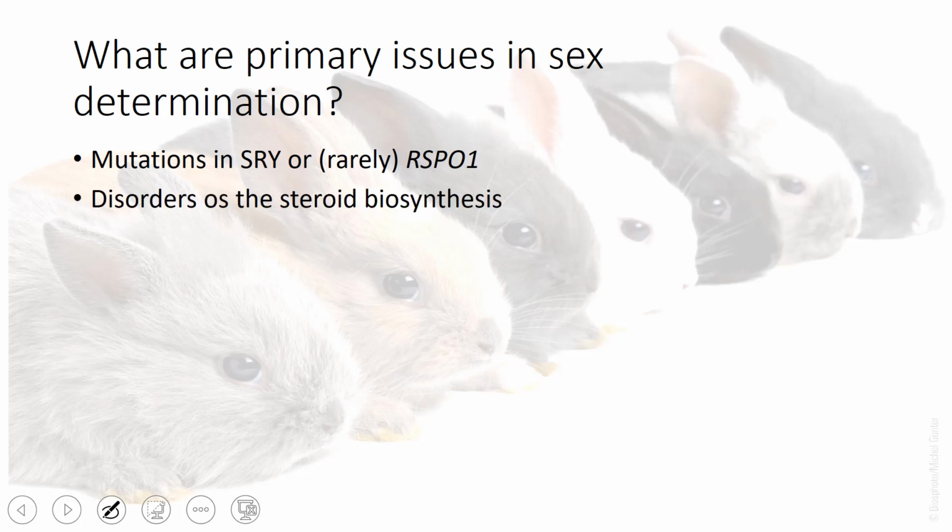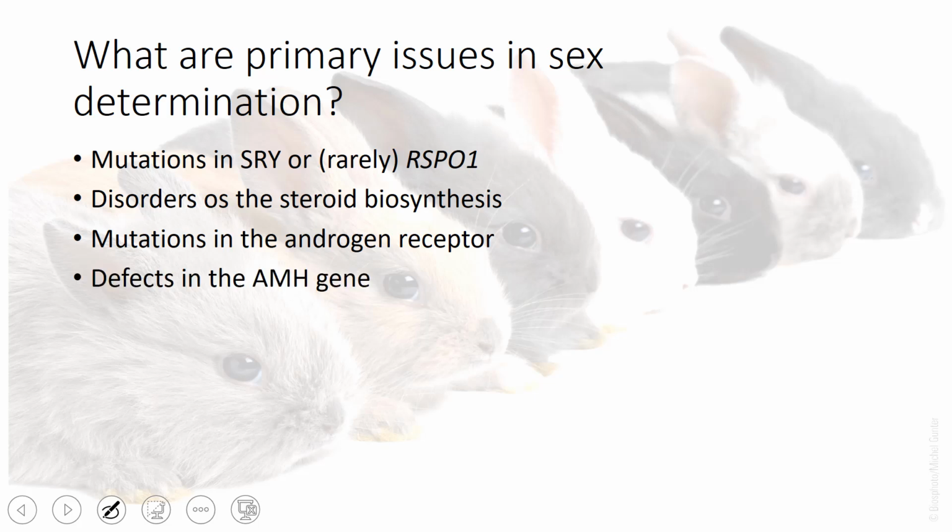Those are probably the most common disorders. Then there are disorders in the steroid biosynthesis, so disorders in some of the proteins that are necessary to make testosterone or make estradiol or some of the other estrogens. Mutations in the androgen receptors, so again, mutations in those genes that code for the receptors that bind those sex hormones and then trigger a transduction pathway that is going to result in cellular differences.